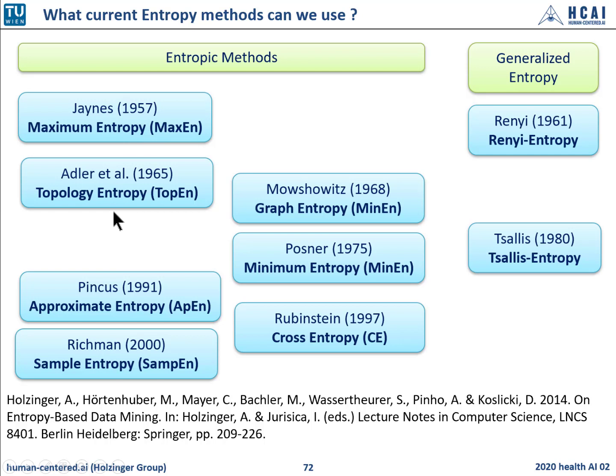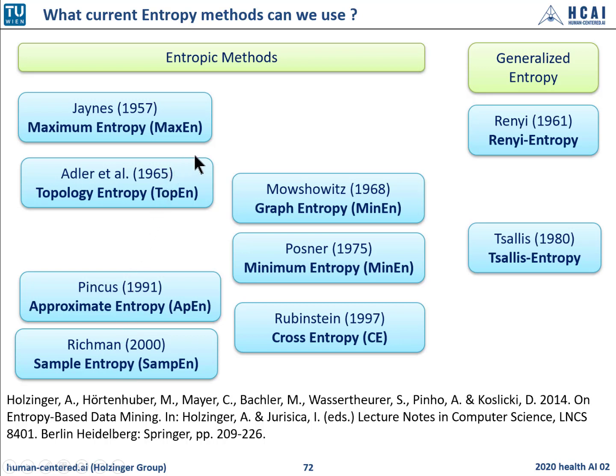So this was introduced by Adler et al. with the purpose to introduce the notion of entropy as an invariant for continuous mappings in a topological dynamical system. Then we have this from Pincus, the famous approximate entropy. I will show you an example from our own work. And this leads to Richmond, the sample entropy.